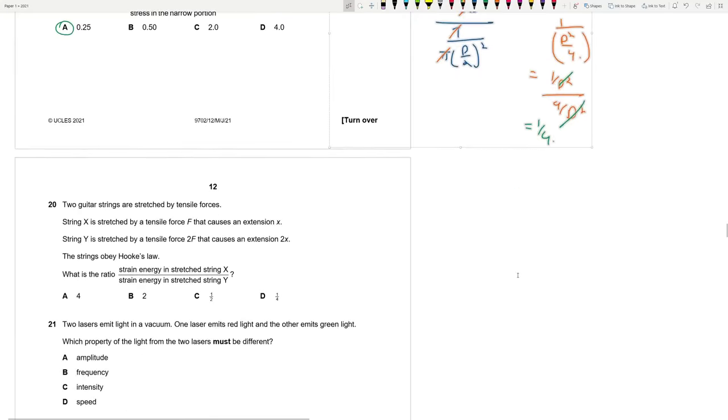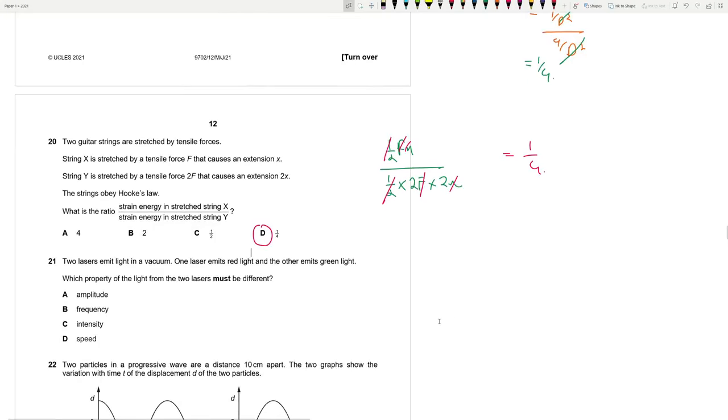20. Two guitar strings are stretched by tensile forces. String X is stretched by a tensile force F that causes an extension x. So for string X, it's half Fx. For Y, it is stretched by tensile force 2F and causes an extension of twice x. So the strain energy is going to be half into twice F into twice x. Okay, so we can get rid of these. We can get rid of this and this. We end up with 1 by 4. So 20 is D. Straightforward.